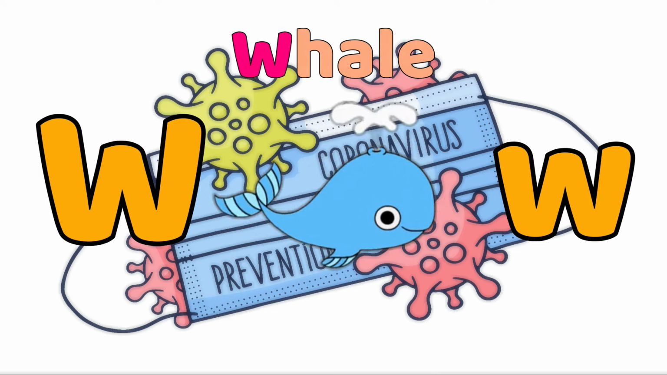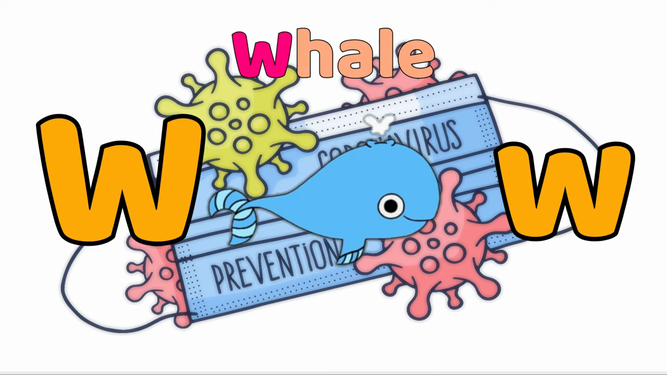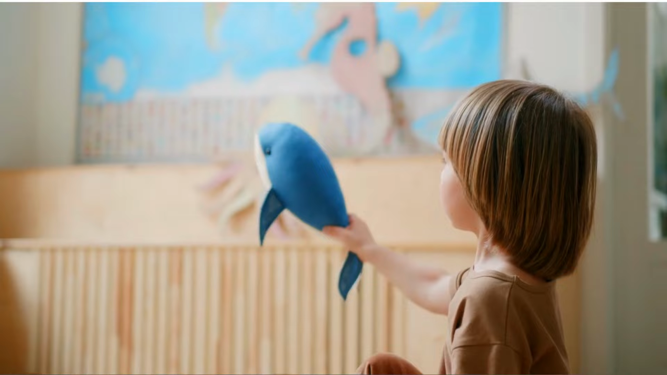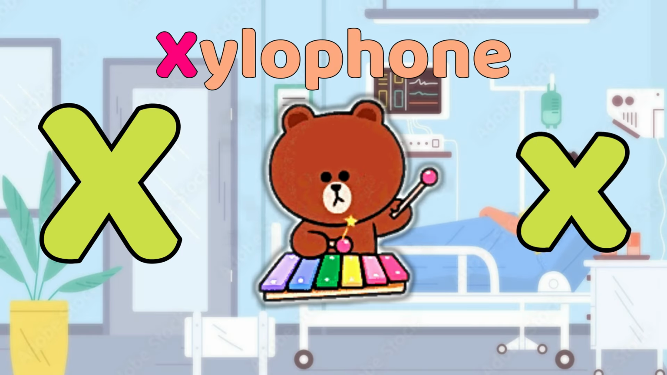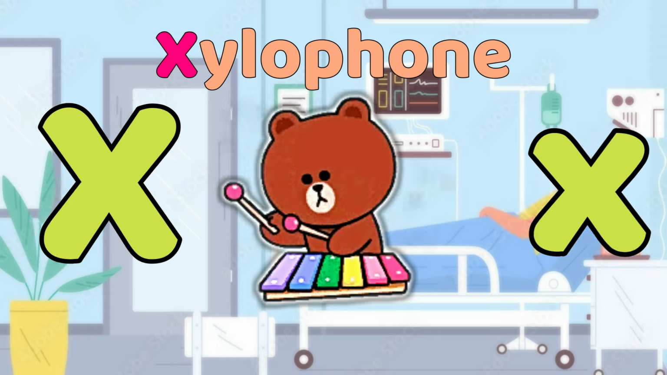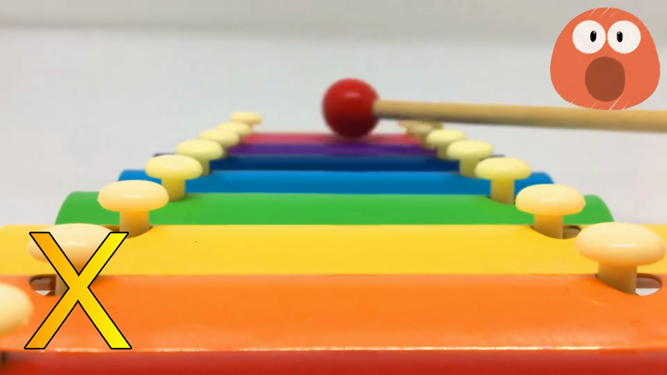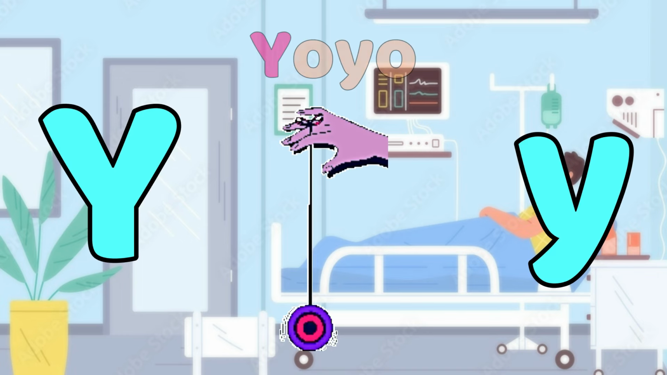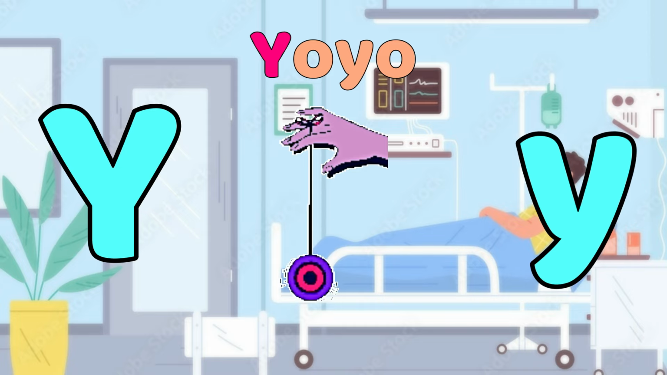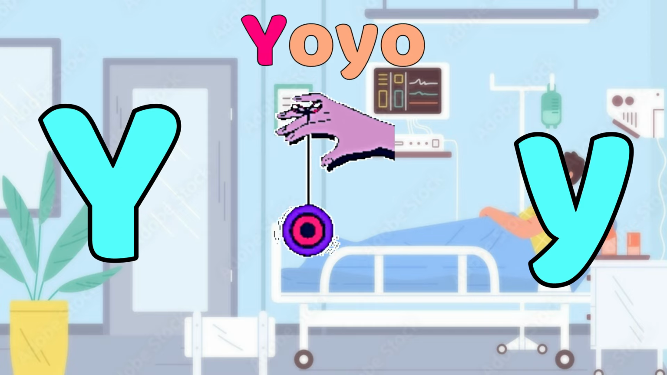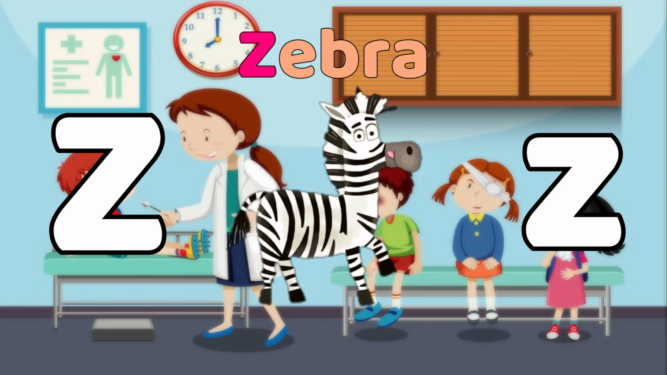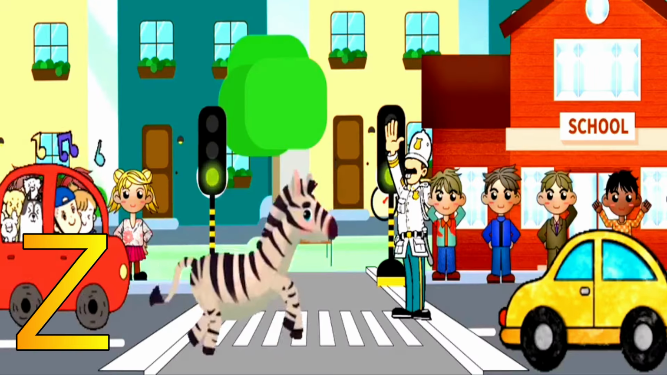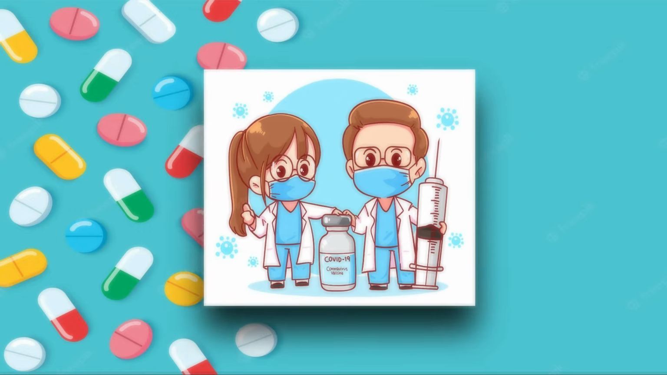W is for whale, W, W, whale. X is for xylophone, X, xylophone. Y is for yo-yo, Y, Y, yo-yo. Z is for zebra, Z, Z, zebra.